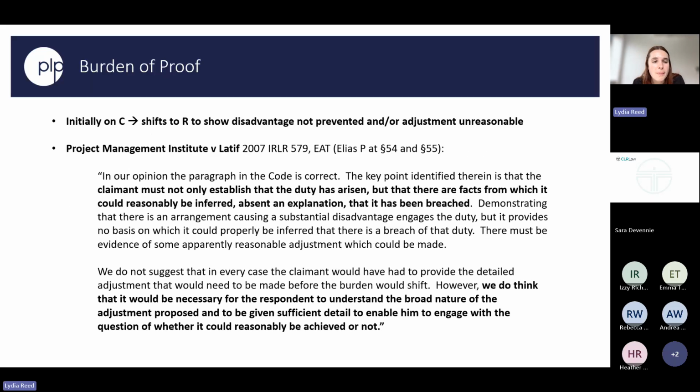So now zooming in really, as we've got the basics and reminded ourselves of the statute, to the burden of proof.